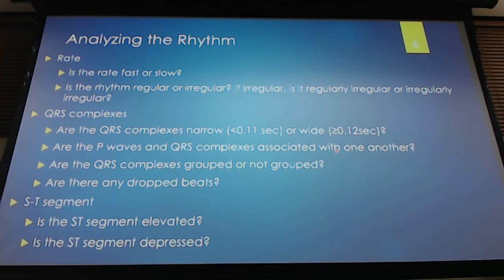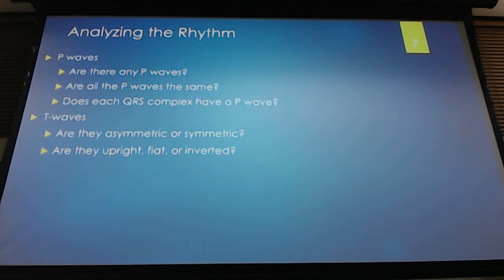QRS complexes, are they wide or narrow? Okay. Do I have P waves that appear to be associated with my QRS complexes? So I should have P waves before my QRS complexes. Are those QRS complexes regular, or are they grouped together? And are there any drop beats? So I have a P without a QRS complex. We've got to then look at our ST segments. Are they elevated or depressed? That's what we want to know.